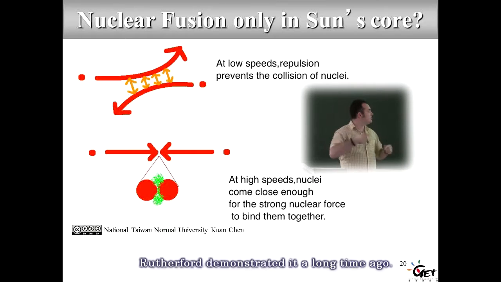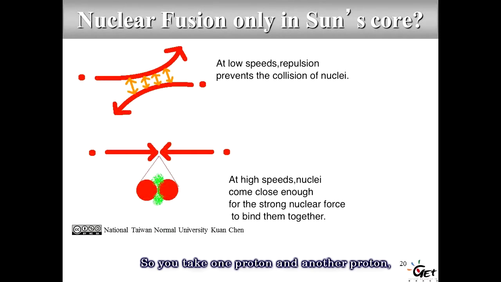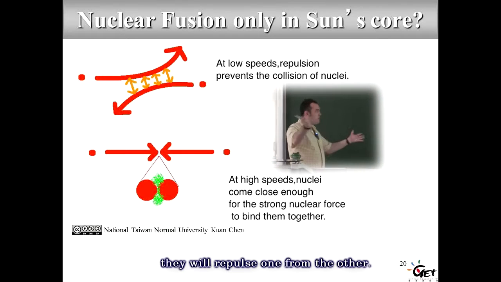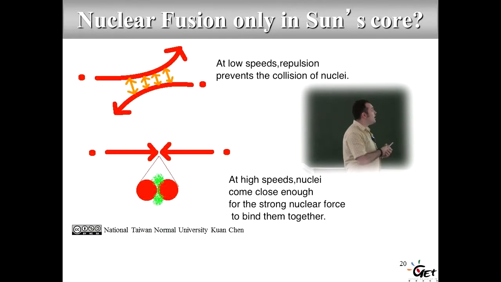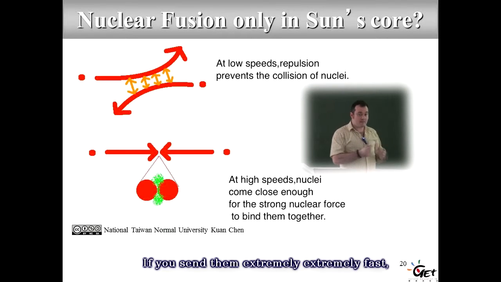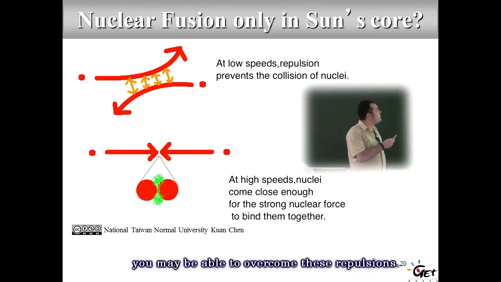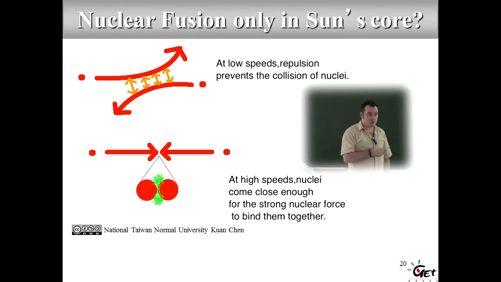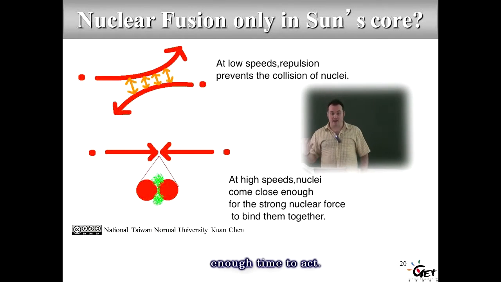They just reject each other. This was demonstrated a long time ago by Rutherford. So you take 1 proton and another proton, you launch them in the same direction, but eventually, when they're very close to each other, they will deviate. They will be repulsed one from the other. However, one way to go around that is to send them very fast. If you send them extremely fast, then eventually you may be able to overcome these repulsions. It's going so fast that electromagnetic repulsion doesn't have enough time to act.